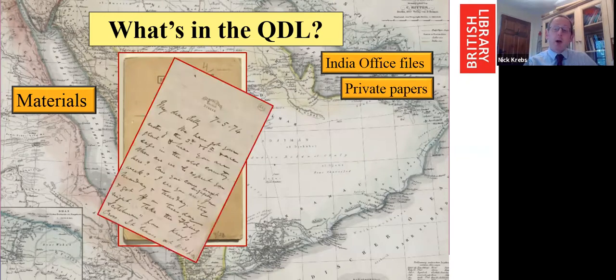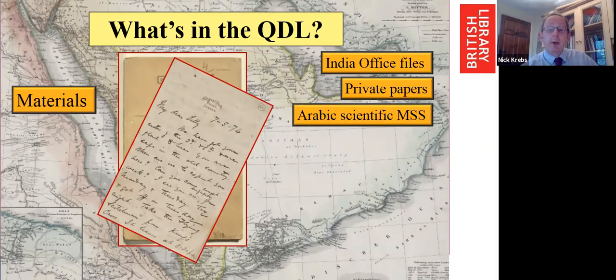We also have private papers from a lot of the personalities who worked within the India Office and with India. So for example, people like Lord Curzon, or as this example is from Sir Lewis Pelly, who was political resident out in the Gulf during the 1860s.